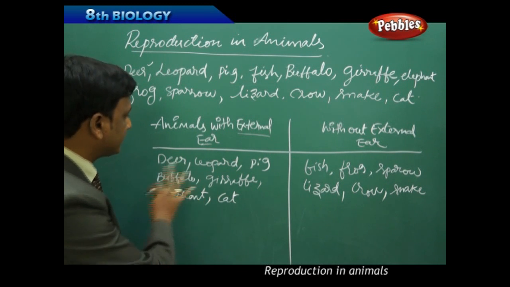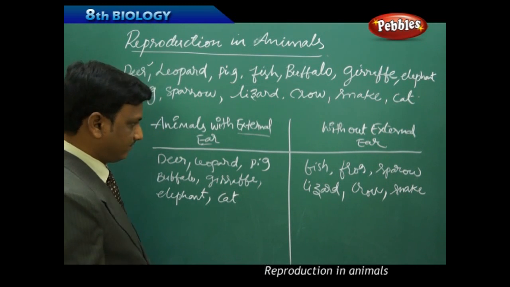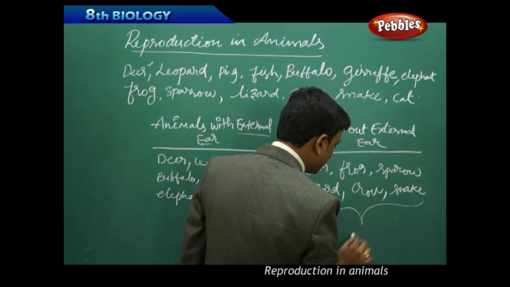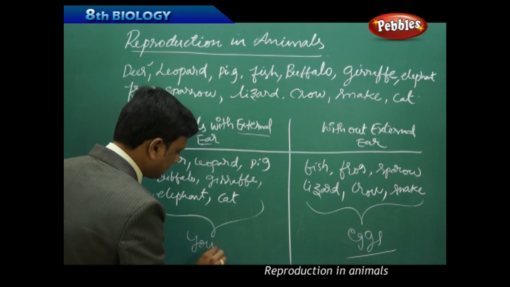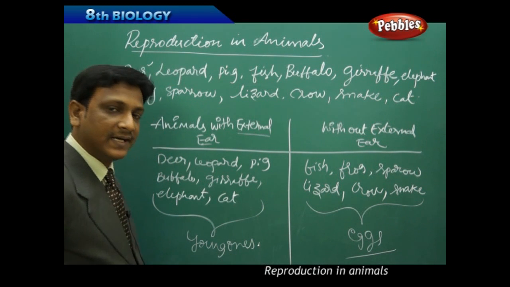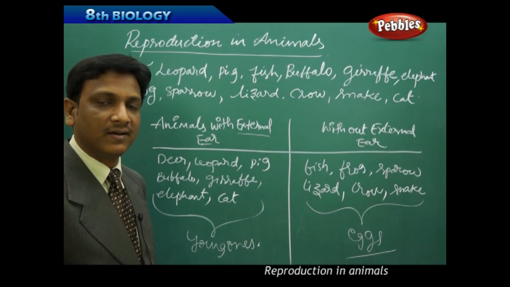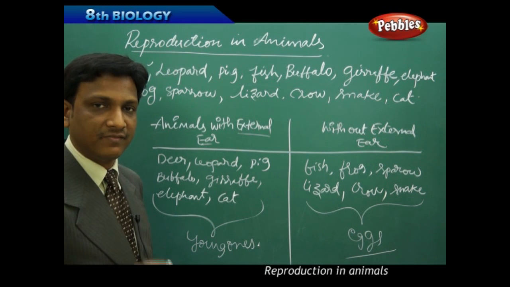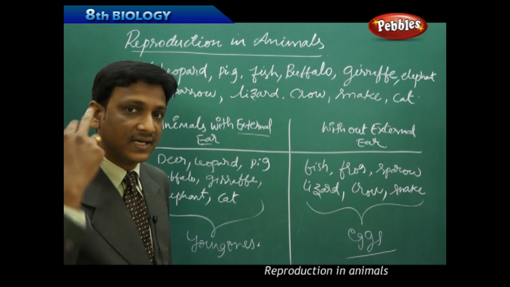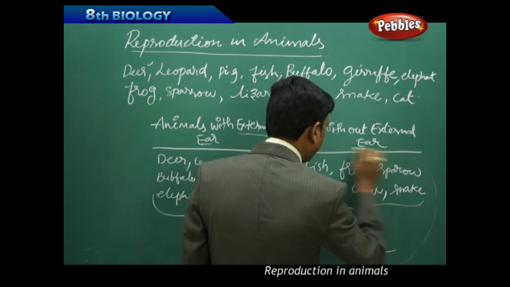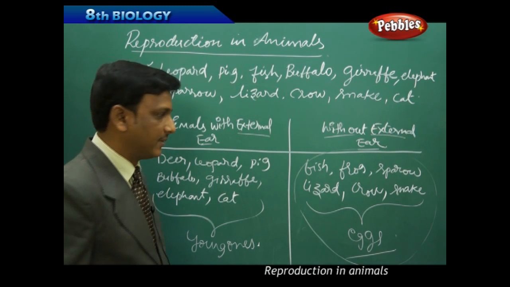1, 2, 3, 4, 5, 6, 7. Among this list, these animals have external ear. These animals do not have any external ear. All these animals reproduce by laying eggs. All these animals reproduce by giving birth to the young ones. So what does it show? External ear is a characteristic feature which decides whether the animal is egg laying or gives birth to the young ones, oviparous or viviparous. All the viviparous animals which give birth to the young ones have an external ear, and all the animals that do not have an external ear give birth by laying eggs, oviparous animals.